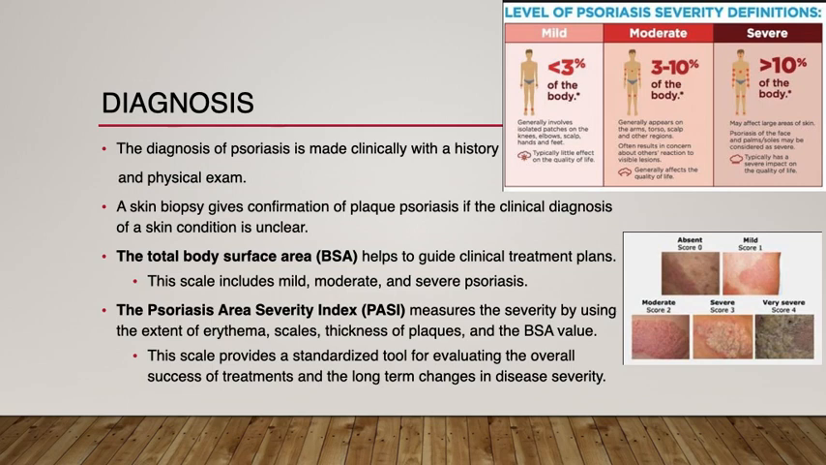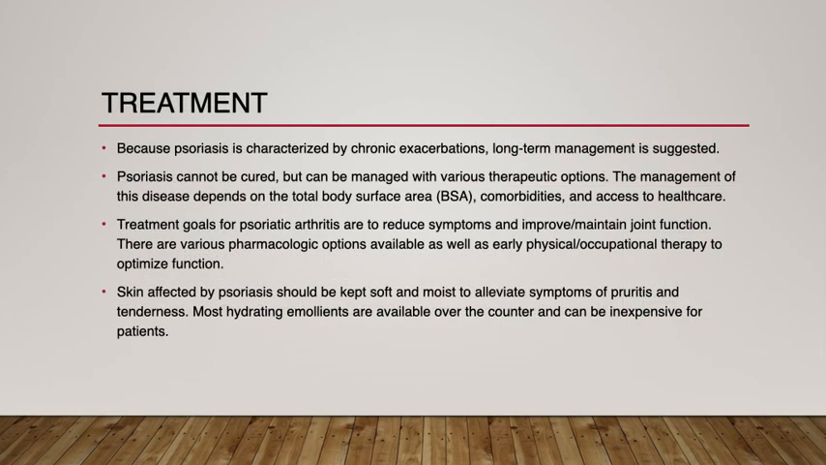The Psoriasis Area Severity Index, or PASI, measures the severity by using the extensive erythema, scales, thickness of the plaques, and the BSA value. This is a standardized tool used to evaluate the success rate of various treatments, as well as disease severity over time. As depicted in the image here, we can see that each region is given a score from 0 to 4. 0 has no involvement, and 4 has the most severe involvement. The scores given for each specific region are multiplied by a factor representing the portion of the BSA represented by that region. We will now discuss various treatment options.